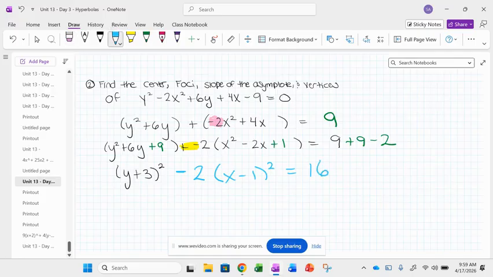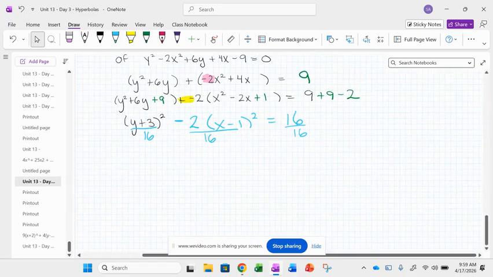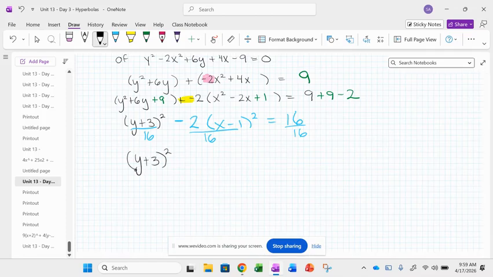Is this a good format? No, and a hyperbola has to equal what number? 1. So I'm going to divide everything by 16. So now we're going to have the quantity of y plus 3 squared over 16 minus, we can simplify this, the quantity of x minus 1 squared over 8 equals 1. Now, is this in a good format? Yeah, it's perfect.